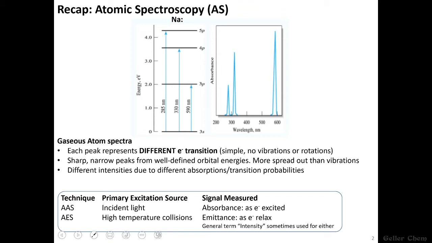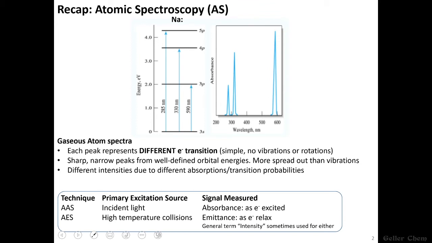Now from there, we can potentially do an absorbance experiment, in which case we hit the sample with light and track the absorbance as electrons are excited. We would call this variation of the technique AAS for atomic absorption spectroscopy. Or we can track emission of light, in which case we would call this AES, atomic emission spectroscopy, where in this case we don't shine in any light. We rely on high temperature collisions to cause these excitations to happen in the first place, and then as electrons relax back down, they will emit these different wavelengths of light, and we can measure that. So we measure the emittance.